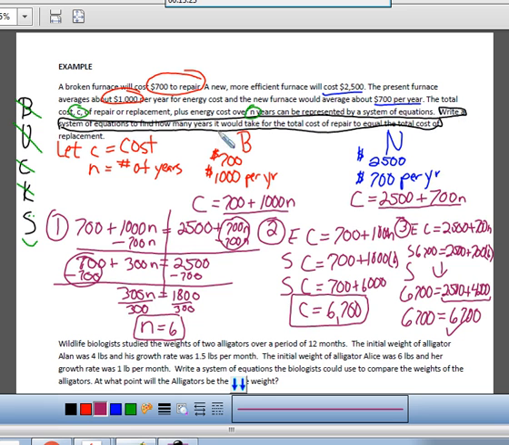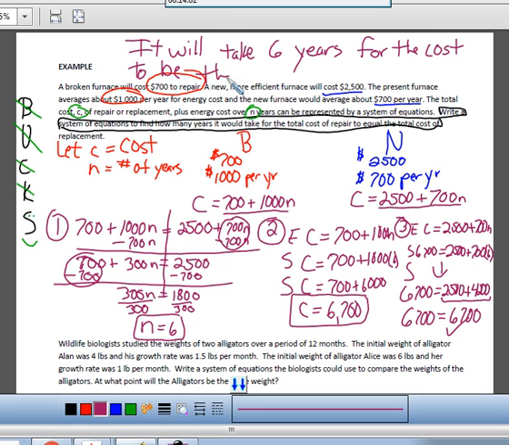So, writing a system of equations to find out how many years it would take for the total cost to equal. So it will take 6 years for the cost to be the same. Which is $6,700.